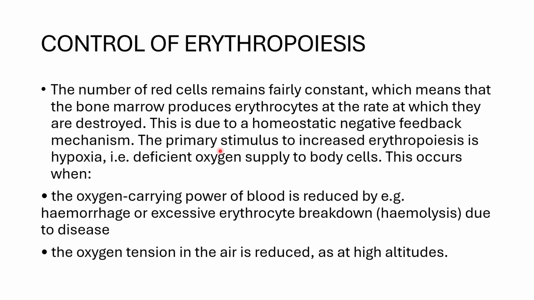So the primary stimulus to increase erythropoiesis is hypoxia, that is deficient oxygen supply to the blood cells. This occurs when the oxygen carrying power of blood is reduced by, for example, hemorrhage. Hemorrhage is another example. Hemorrhage means bleeding.